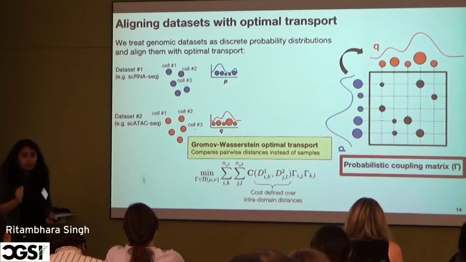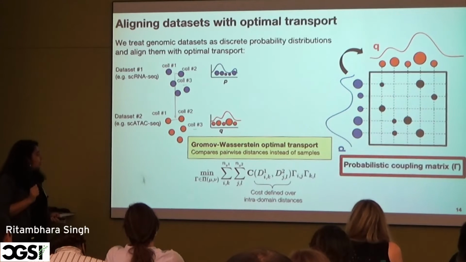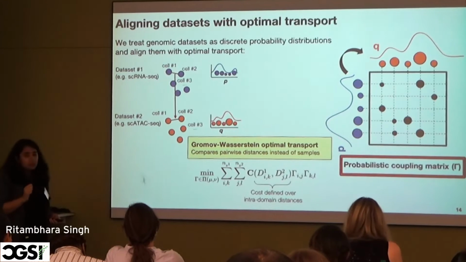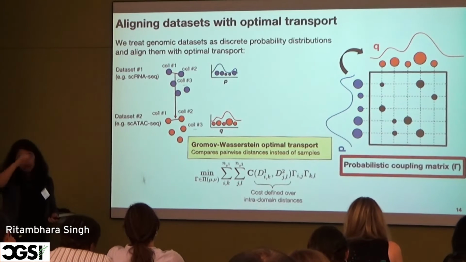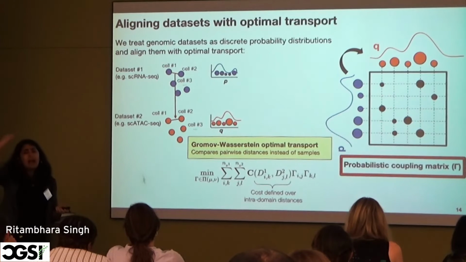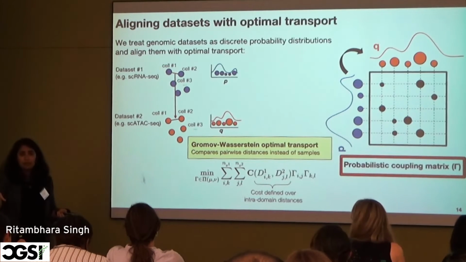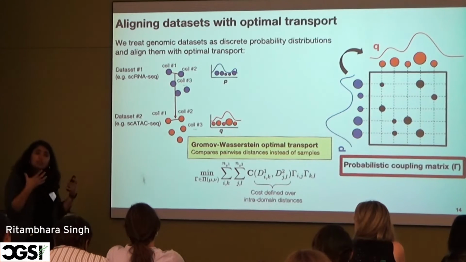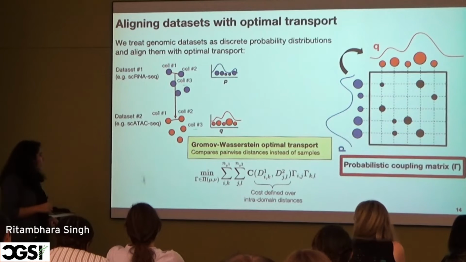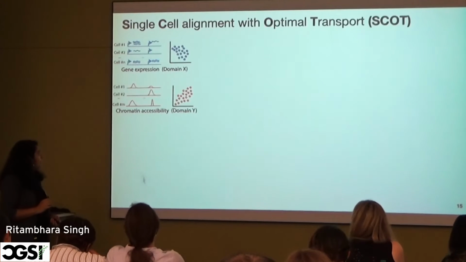And here we are still learning the probabilistic coupling matrix, but the cost function is not defined over individual samples, but pairwise distances. So, we calculate pairwise distances within the two data sets and then we try to map those. A very high level intuition here is that when we are mapping one data set to the other, we are making sure that the underlying structure, the topology is preserved when we do the mapping. So, that's the overview. Let's look at the framework.